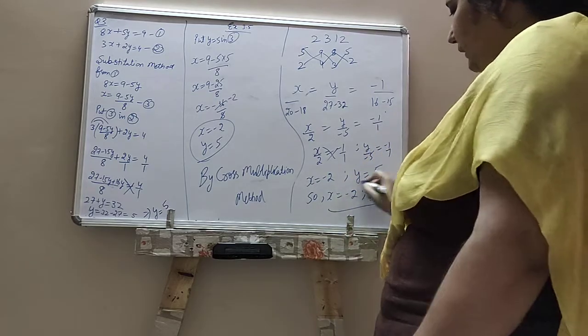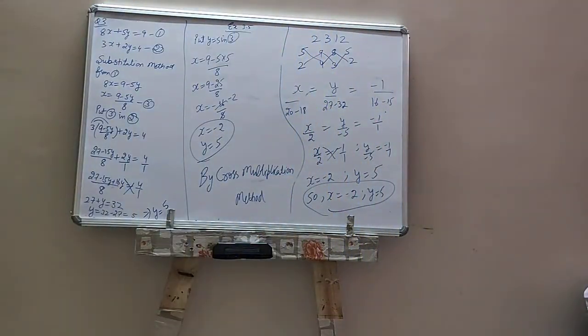But you can check it. The value of x and y by both methods is the same, and it will always be the same. Even you can apply the elimination method also, the graphical method also. The value will be the same. So I hope you understand this method and it is clear to you.